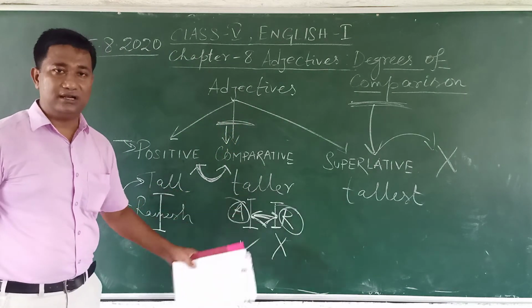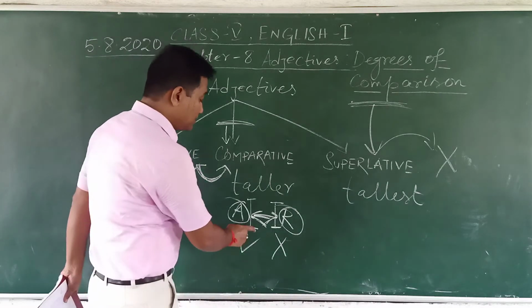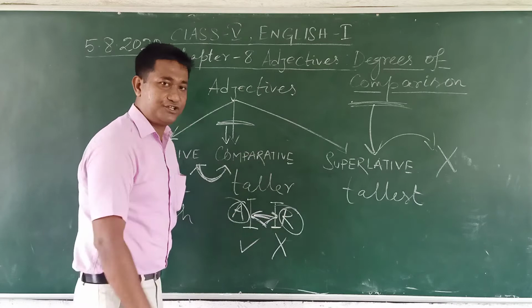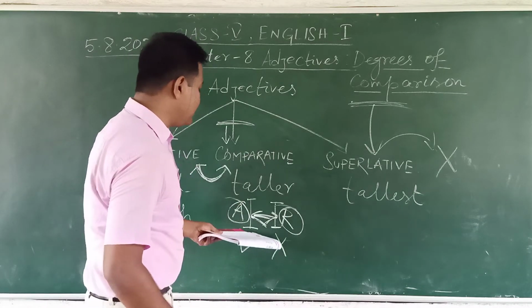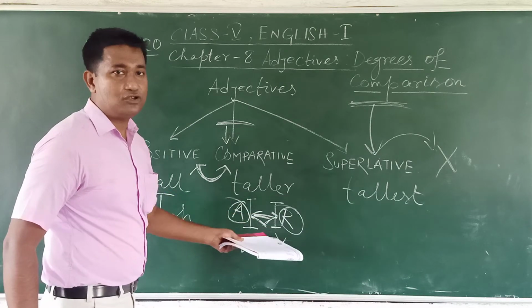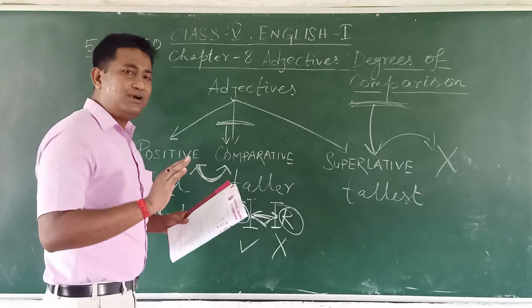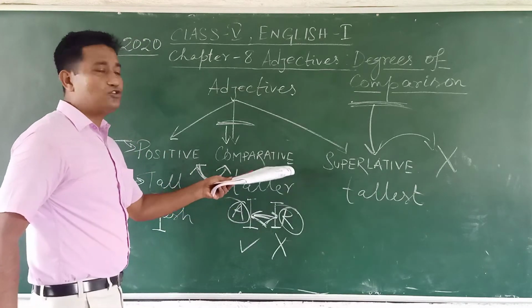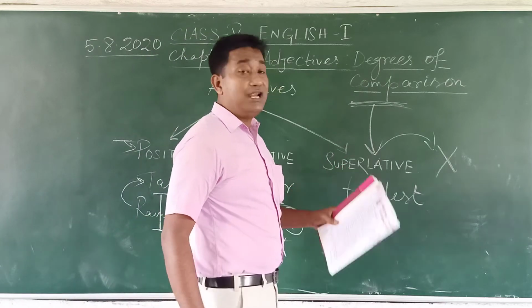So we are using taller, as we are comparing the height of these two persons, Atul and Ramesh. So for that reason, Atul is taller. Taller than whom? Taller than Ramesh. So to compare two things, two persons, two matters, whatever the things might be, we have to use this comparative sentence. Okay. And superlative means Vijay is the tallest of the three.